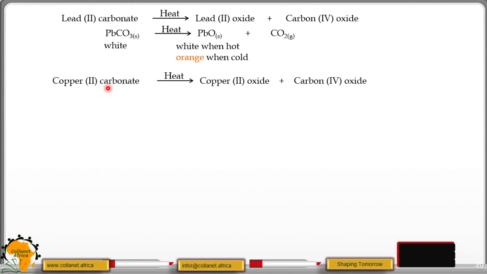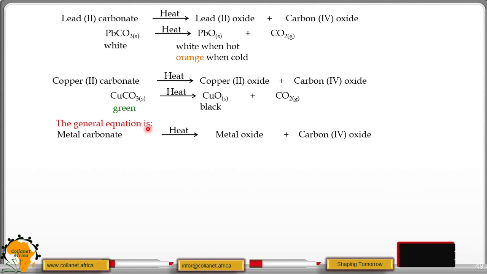Then copper carbonate. Copper carbonate is green in color. If you heat it, you get copper 2 oxide, and copper 2 oxide is black in color. So you have a color change from green to black, and carbon 4 oxide is also obtained. My dear, you cannot get this color back once you cool, because this involves a chemical change and you're getting new products.